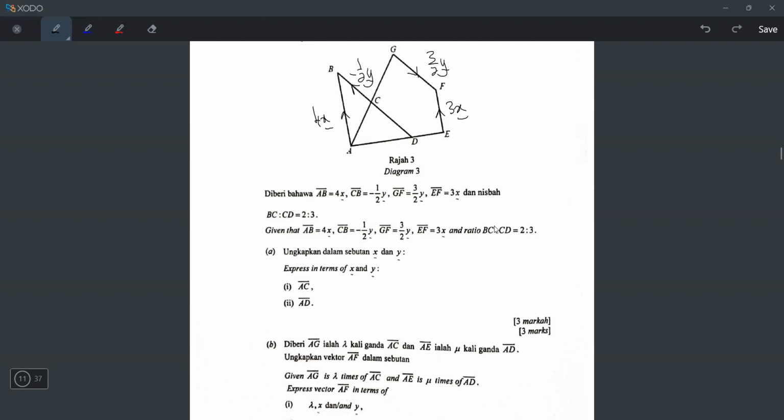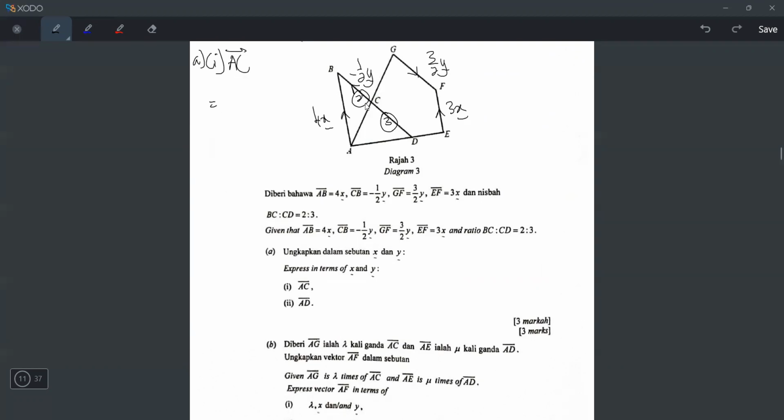BC ratio CD is 2 ratio 3, means BC will be ratio 2, and then CD will be ratio 3. Okay. It means I can find DC actually. You just take negative 1 over 2y, divide 2, and then times 3. But if they ask us to find it, if it's useful, only then we find it. Okay. So question A, question 1, they want to find vector AC.